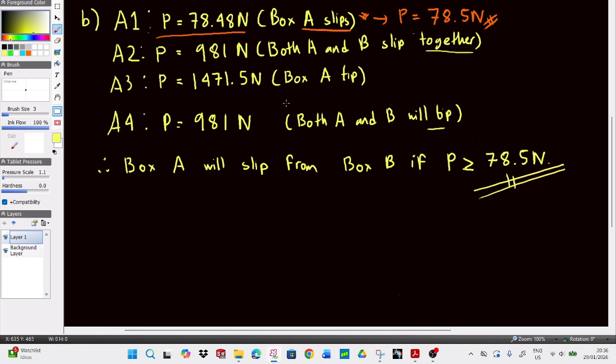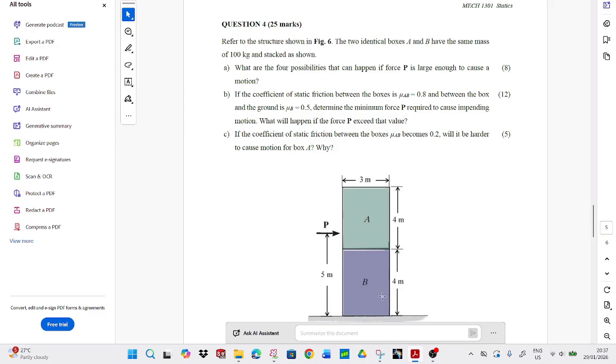The calculation isn't complex, but the fact that you have to fulfill or check for all assumptions A1, A2, A3, and A4 can be a bit tedious. Going to part C, the last part of the question: if the coefficient of static friction between the boxes μAB is 0.2, will it be harder to cause motion for box A? Previously it was 0.8, right? Now, if we think that μ is 0.2, what's going to happen?